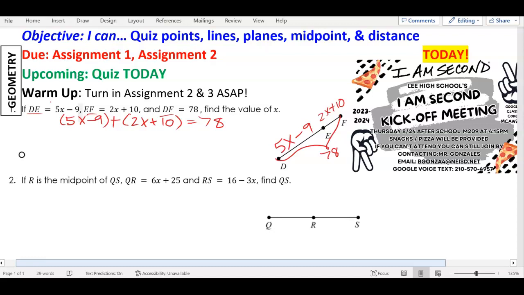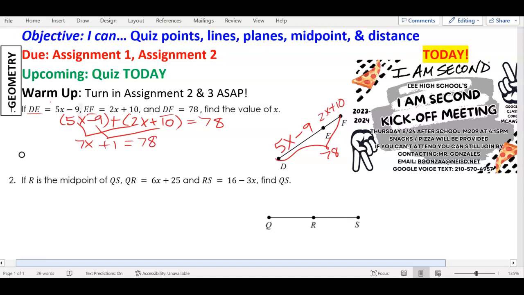Combine them. If they're on the same side, you combine like terms, okay? So 5x plus 2x is 7x. Negative 9 plus 10. What's negative 9 plus 10? 1, okay, plus 1 equals, bring down 78.